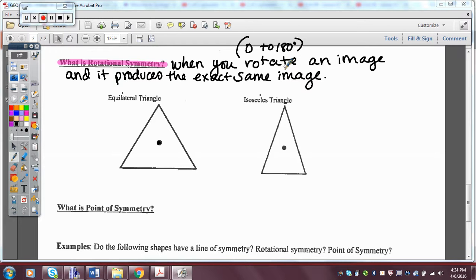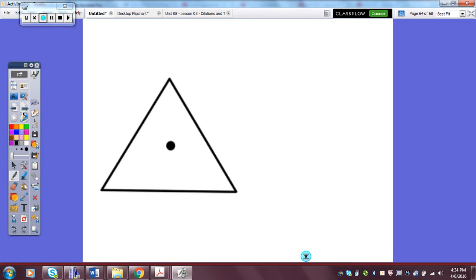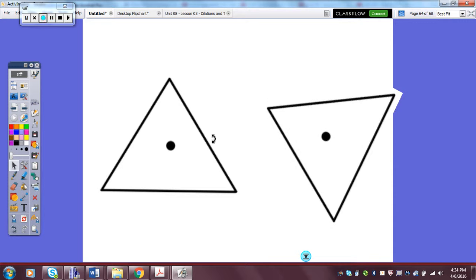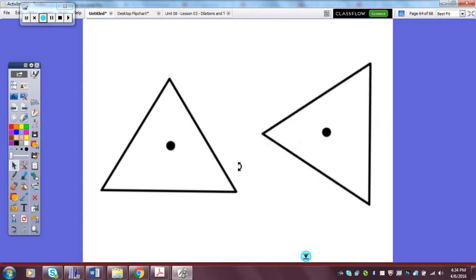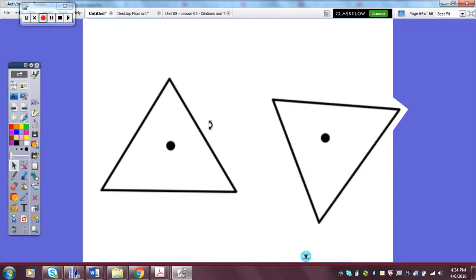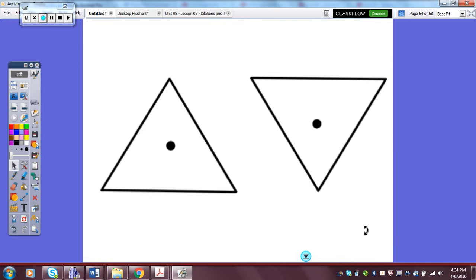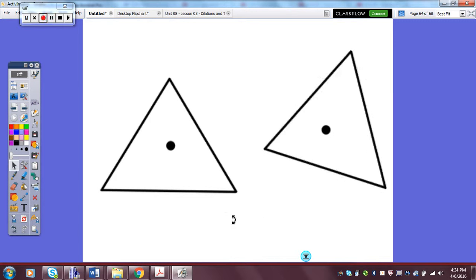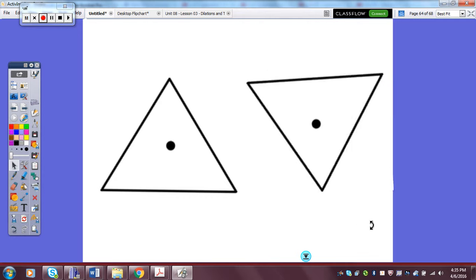Okay? So let's take a look at an example here. Notice I have this triangle, and I'm going to drag a triangle over here. Exact same triangle. I want to spin this so it makes the exact same image between 0 and 180 degrees. So 180 degrees would look like this. This was the original, and I spun it all the way so it's basically upside down. So between here and here, I want to be able to produce the exact same image.